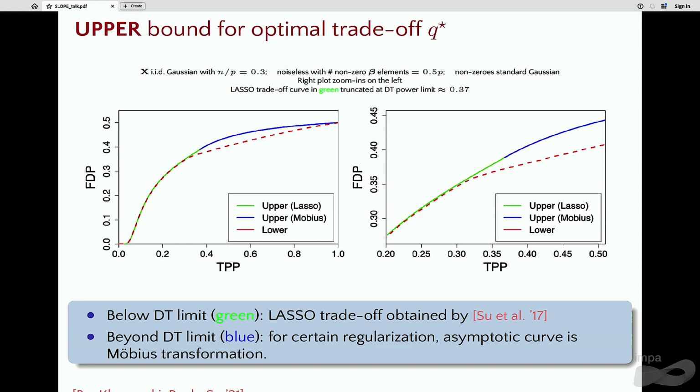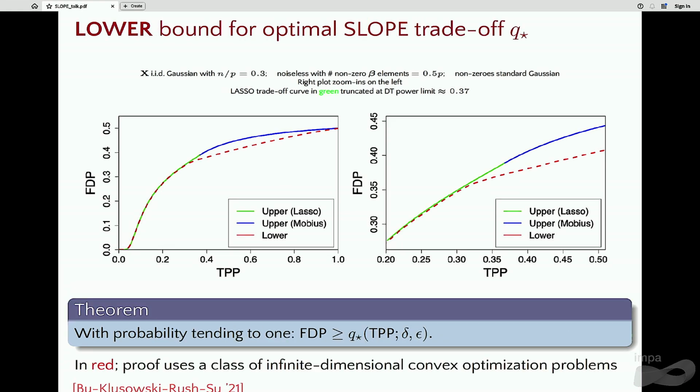I won't say much about the lower bound. This is the red curve here, but basically we knocked our heads together until we could simplify the infinite dimensional optimization problem in a sense that we could at least numerically get lower bounds. And this is what is given in the red curve.